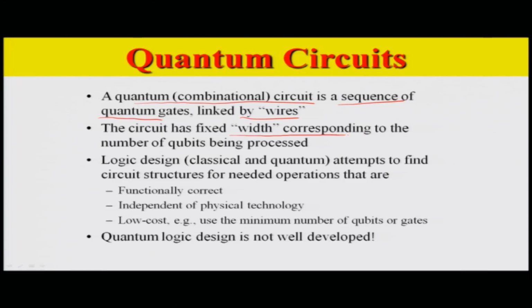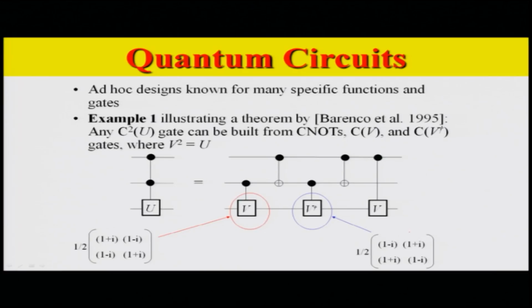The circuit has a fixed width corresponding to the number of qubits being processed. It is based on logic design, both classical and quantum, which attempts to find circuit structures for needed operations that are functionally correct, independent of physical technology, and obviously for implementation purposes they can require further aspects of low cost or the use of a minimum number of qubits or gates. Unfortunately, this is an area where a lot more development is presently necessary, as quantum logic design is still not extremely well developed.